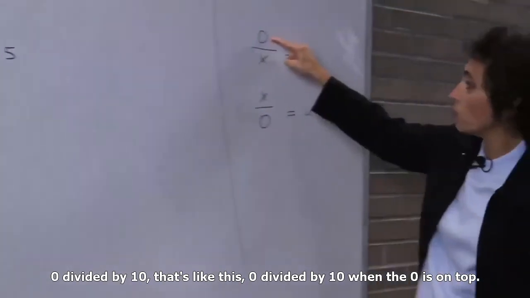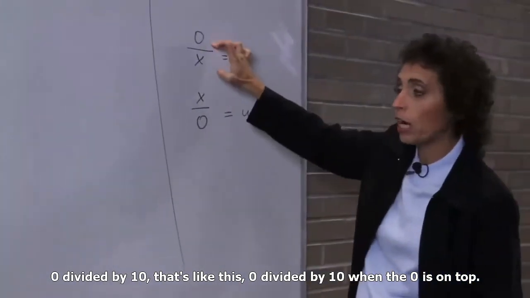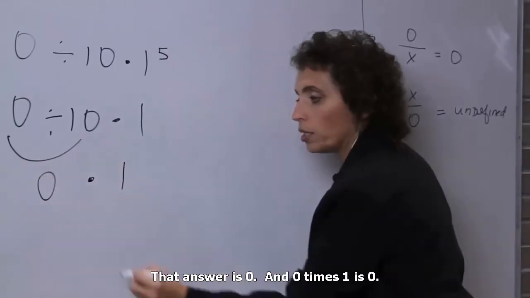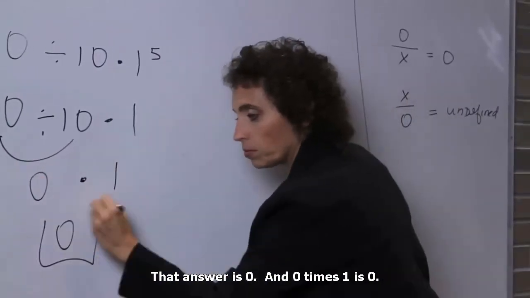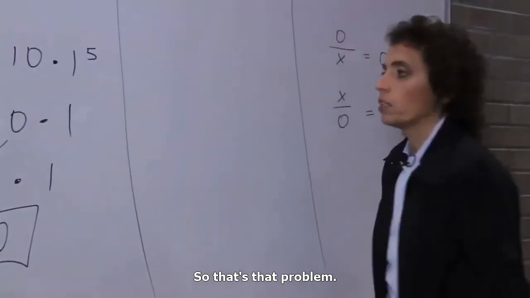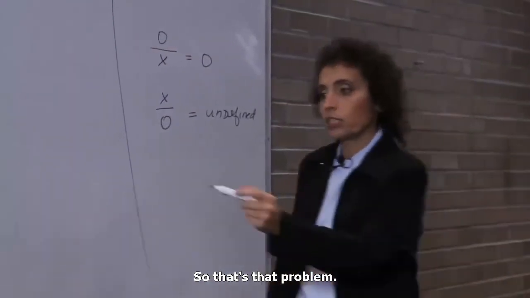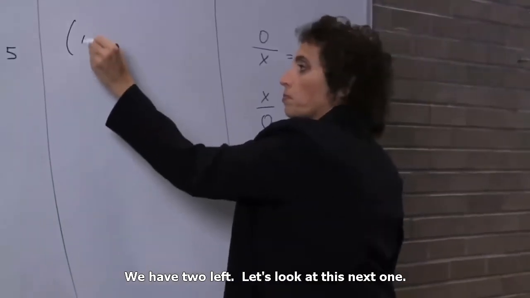So 0 divided by 10, that's like this: 0 divided by 10 with the zeros on top. So that answer is 0. And 0 times 1 is 0. So that's that problem. We have two left. Let's look at this next one.